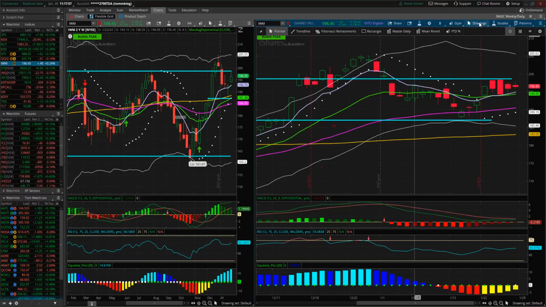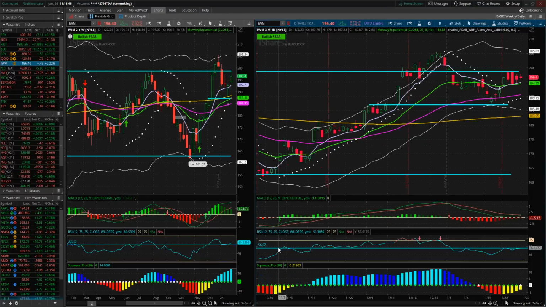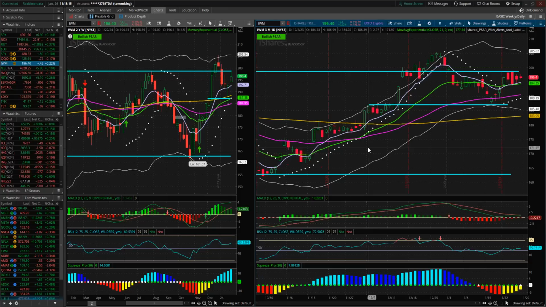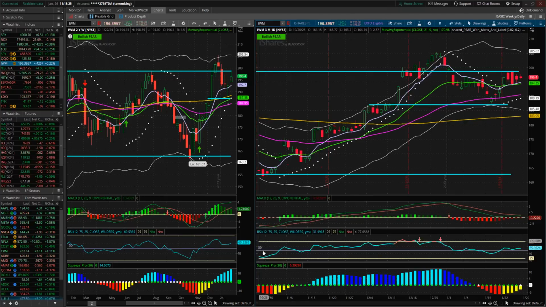RSI, and again, I lost my RSIs here, so I'm going to put my 50 line back in. So I like to, oops, what did I do? So let's get to 50. I make it a little bit thin purple line, boom, and that's it. Okay, so this gives me a sense of where are we crossing the 50? And back here, this was on like 10/30. This is where we were here. You could see we were close to oversold.